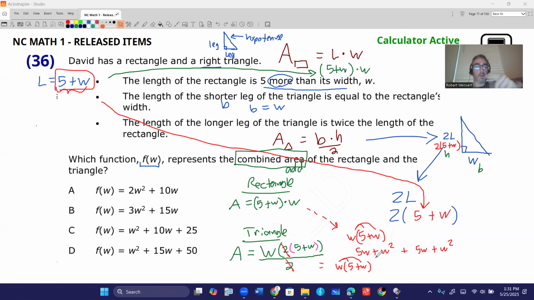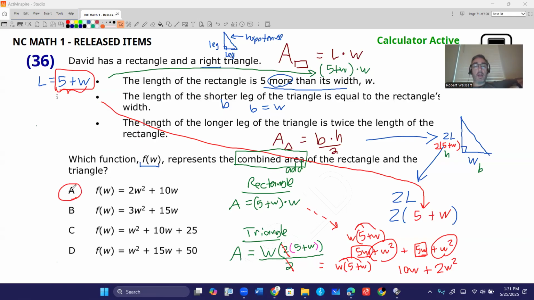So let's combine it. I have 5W and 5W. Those add to 10W. And I have W squared and W squared, and that's going to be 2 times W squared. And that's it. I don't have anything else to combine. So I got my total combined area, and it looks like it's going to be answer choice A.